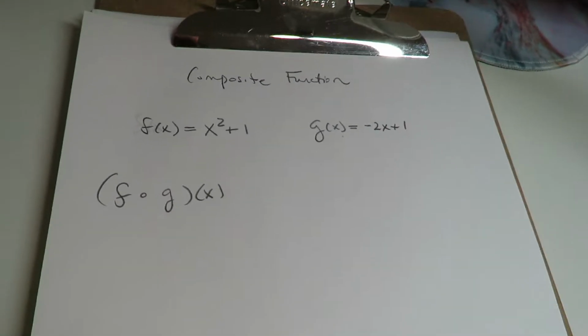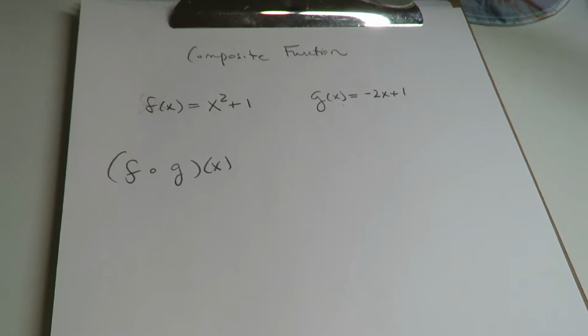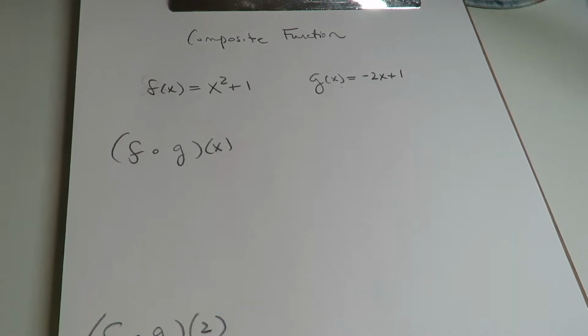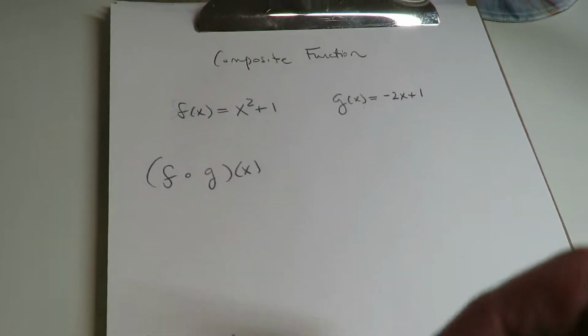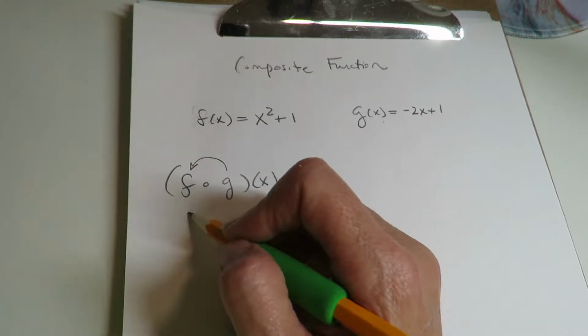Hi gang, we're going to review composite functions. That's when you stuff one function into another function. You literally stuff one function into another function. That's a composite. So the one on the right gets stuffed into the one on the left.